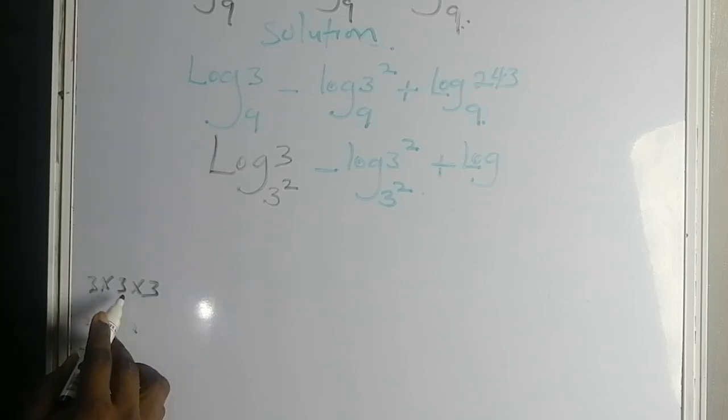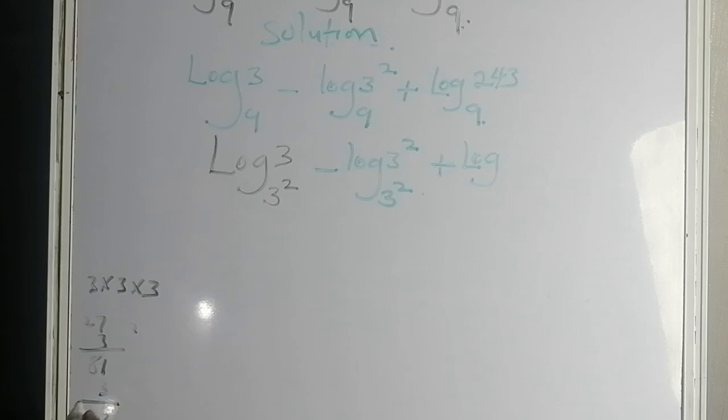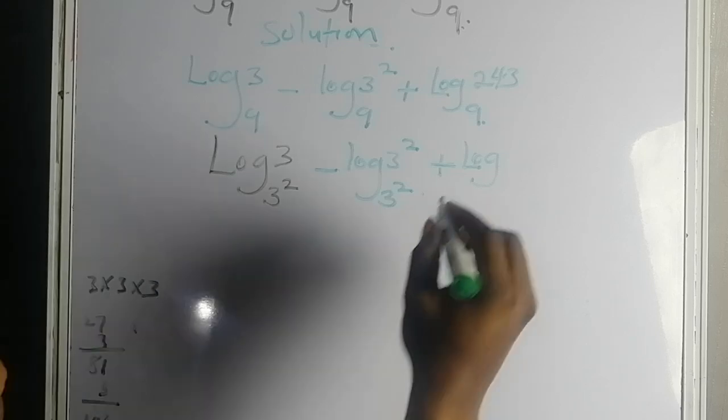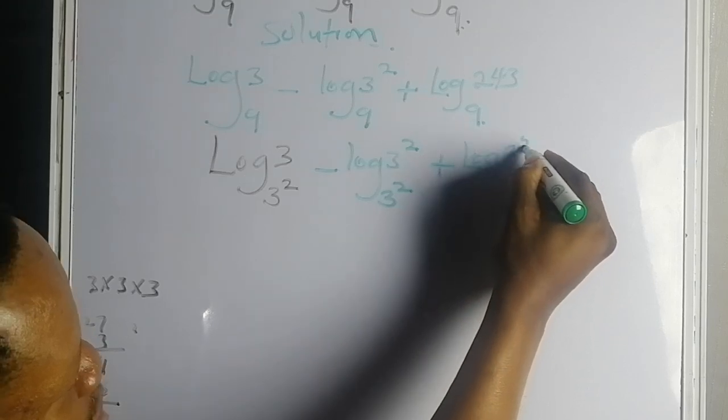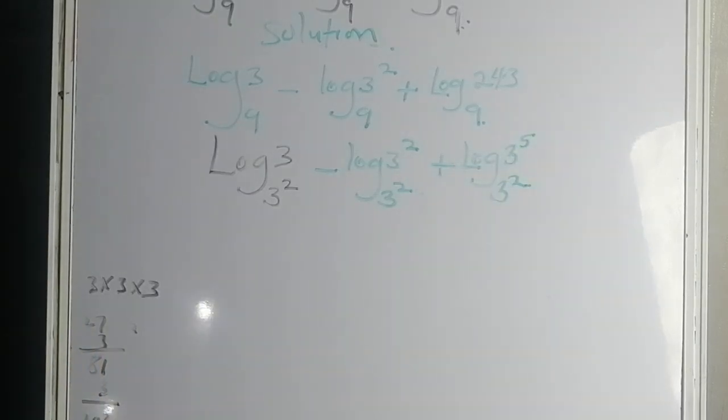So 3 times 3, 9. 9 times 3, 27. 27 times 3, 81. 81 times 3, that is 243. So instead of writing 243, I will write 3 raised to power 5. It's as simple as that. 3 raised to power 5. This one is also 3 raised to power 2. So it's very simple.